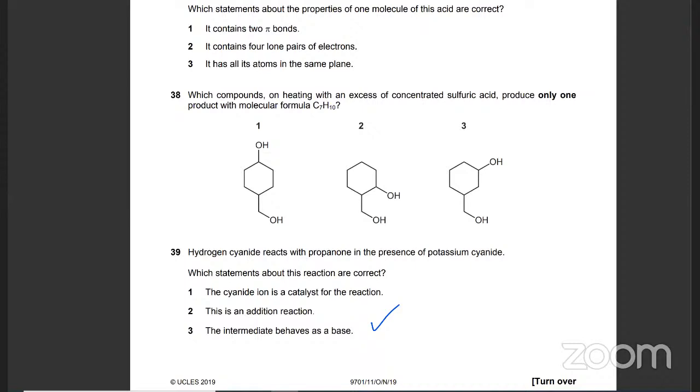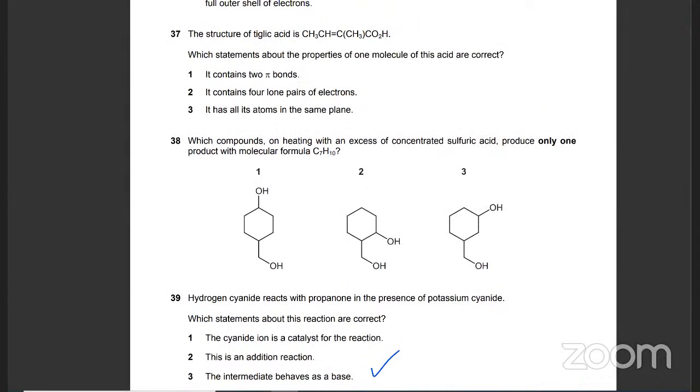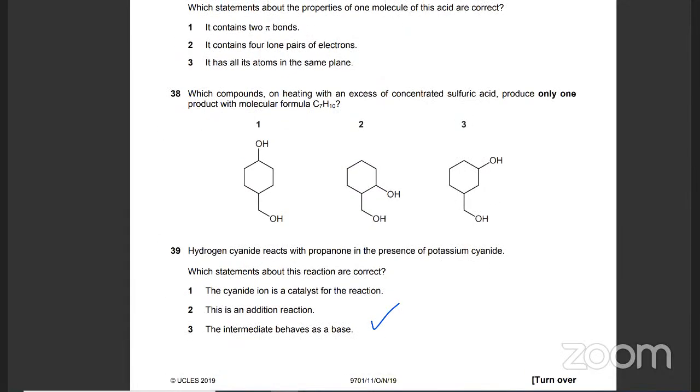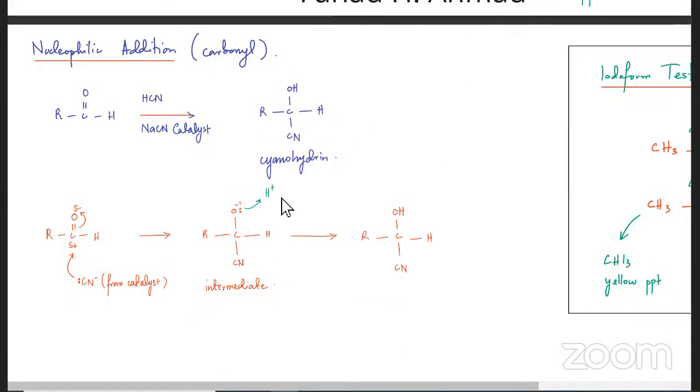So behave as a base, explain that? What is a base? It accepts H+1 ions, right? Yes, sir. So if it accepts H+1, what is the mechanism doing? In the intermediate, you get this negative ion, and that negative ion accepts an H+1 ion. Is that clear? Okay, start the next one.